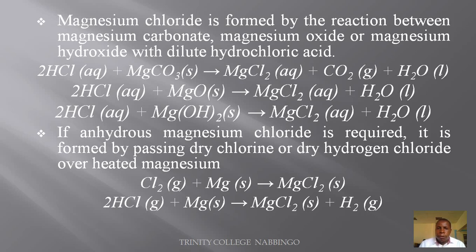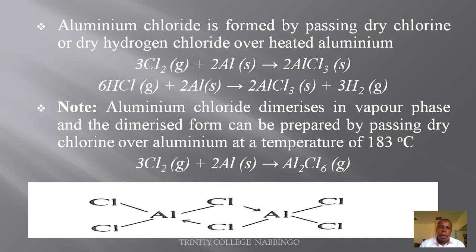It's important for us to notice that one of the conditions for these reactions to occur is that we need to have heated our magnesium. Aluminium, which is now the third member of this period 3, its chloride is prepared by reaction with chlorine to form aluminium chloride. Of course, we have to heat the aluminium. However, we can also use hydrogen chloride gas to produce aluminium chloride by passing hydrogen chloride gas over heated aluminium.